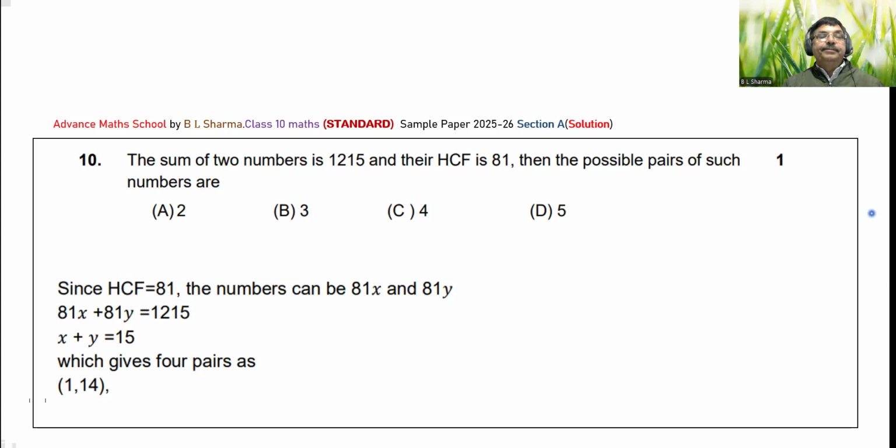Taking 81 common, we can write x plus y is equal to 15. ऐसे दो natural numbers बताइए जिनका सम 15 आ जाए. तो हम हिट एंड ट्रायल मेथड से देखो इसको करेंगे. 1 and 14, 2 and 13, 4 and 11, 7 and 8. ये चार नंबर ऐसे हैं जिनका सम आएगा 15. So count करिए 1, 2, 3, 4. So what is the answer? Four is the correct answer.